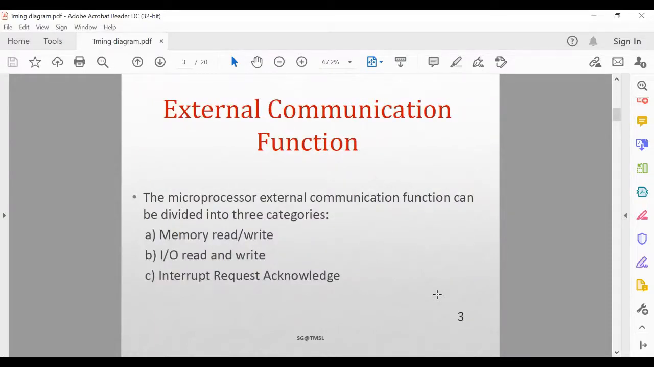To execute a program, the 8085 performs various operations such as opcode fetch, operand fetch, memory read or write, or IO read, IO write. The microprocessor's external communication functions can be divided into three categories. Number one, memory read or memory write. Number two, IO read or IO write. And number three, interrupt request acknowledge.